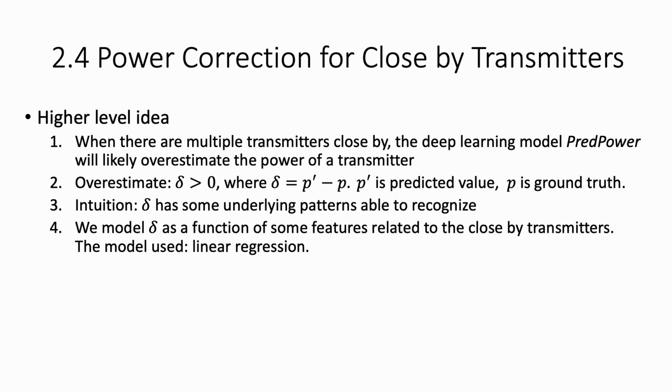The intuition is that the delta has some underlying patterns we are able to recognize. So we model delta as a function of some features related to the close-by transmitters. The model we use is linear regression. So once we can model the delta, we do a correction by subtracting the delta from the P prime, and then we can correct the P prime.